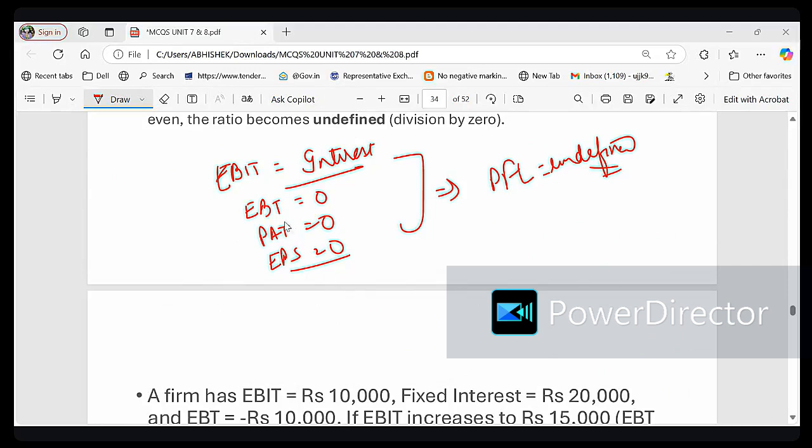Please let me know. So break-even means what? You have no profit. So your earning is equal to the interest cost. Total earning is equal to cost, right? EBIT means earning before interest, and ultimately EBT becomes zero, PAT becomes zero, EPS becomes zero, and DFL becomes undefined, right?